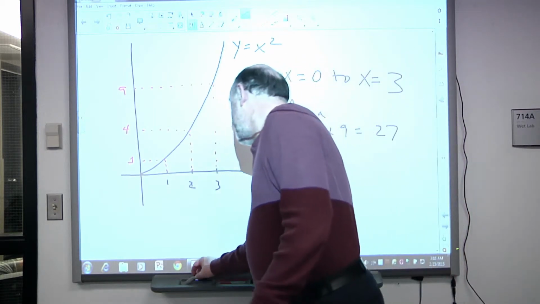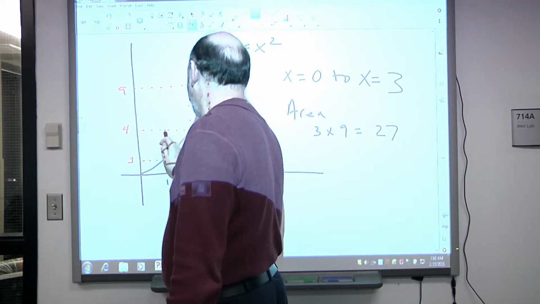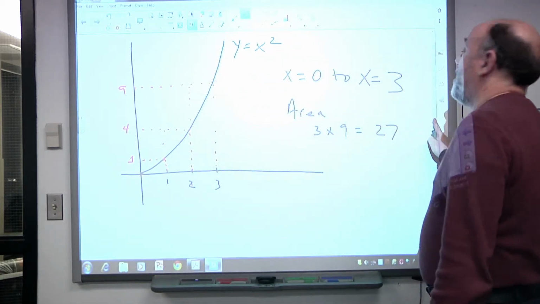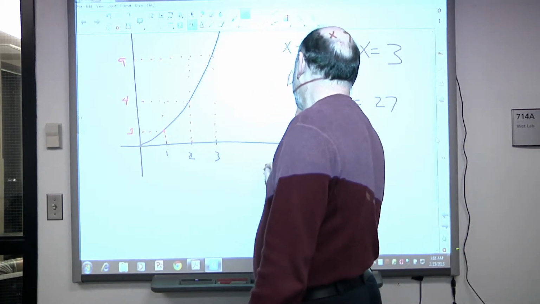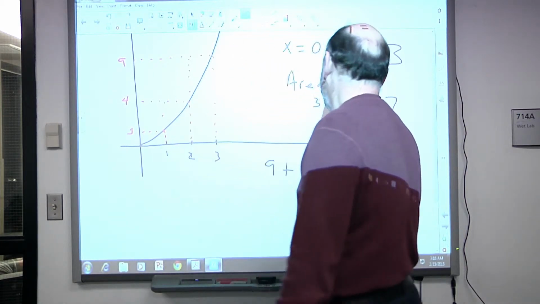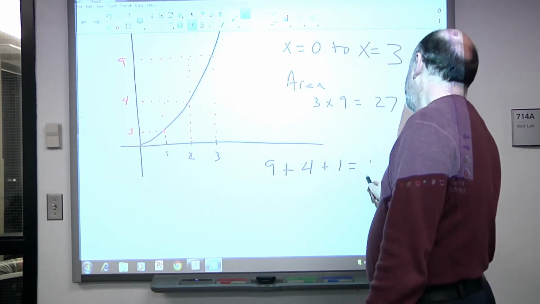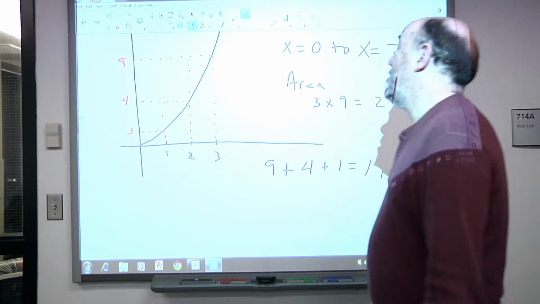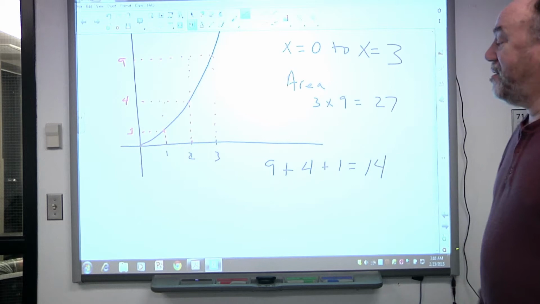Let's say now we decide, okay, let's break this up, and we've got a rectangle here, a rectangle here, and a rectangle there. Let's look at what that would be. This will be 1 by 9 for my first rectangle. This rectangle is 1, the height of 4. And then this is 1 by 1. And so now we're down to 14. Much better than the 27, but it still includes a lot of stuff that is not under my curve, right?